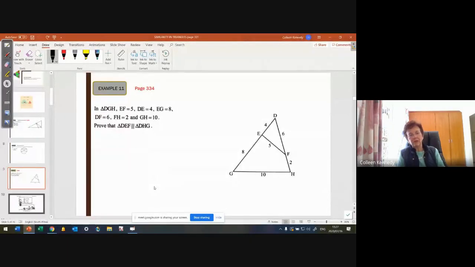To start with an example of this one, page 334 of your textbook. It's an example showing using the converse. If we just go through what the converse says, does someone want to just do that for me?